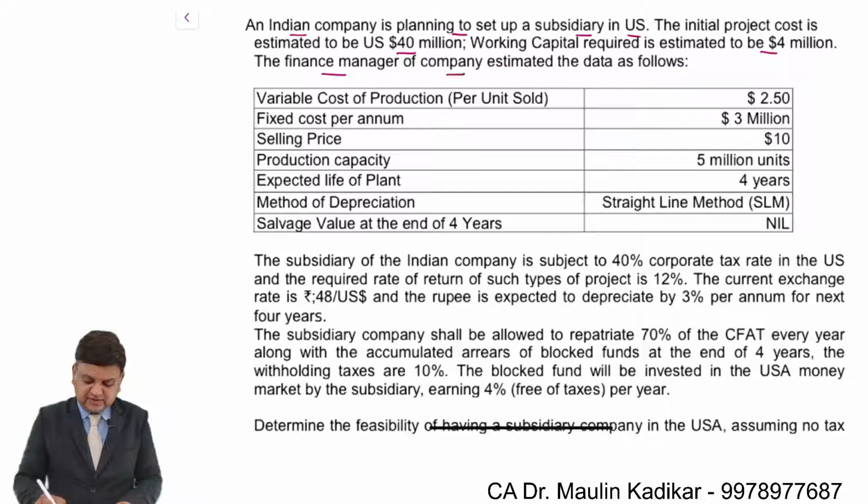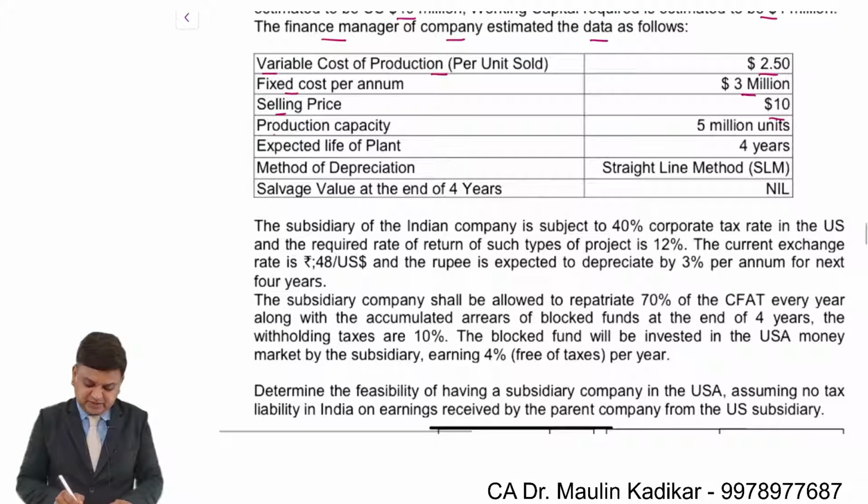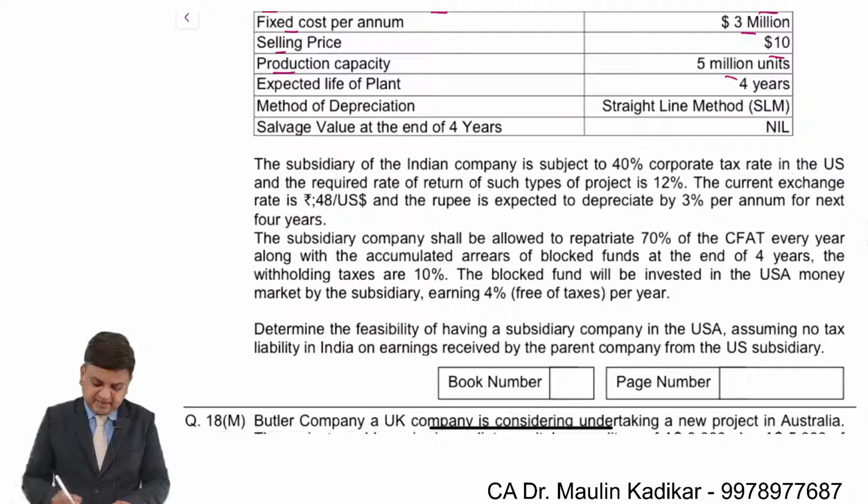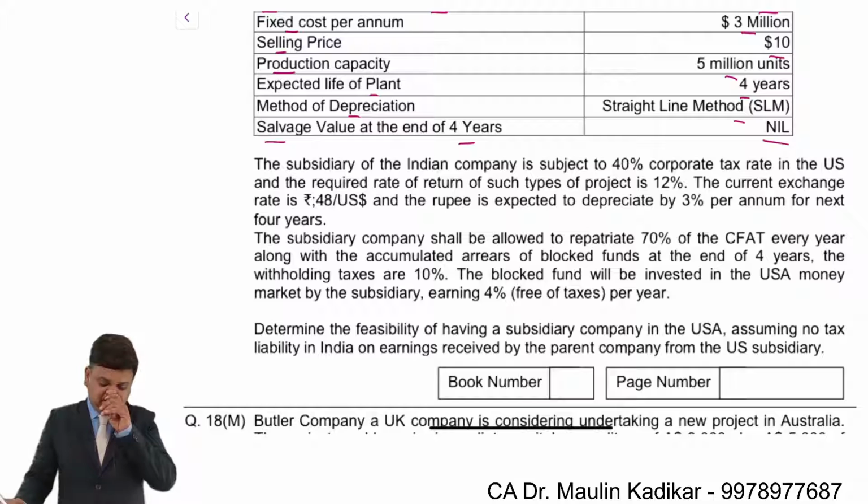The finance manager of the company estimates the data as follows. Variable cost of the production per unit is $2.5. Per annum fixed cost is $3 million. Selling price is $10. Production capacity is 5 million units. Estimated life of the plant is 4 years. Method of depreciation SLM. Salvage value at the end of the 4 years of useful life is 0.